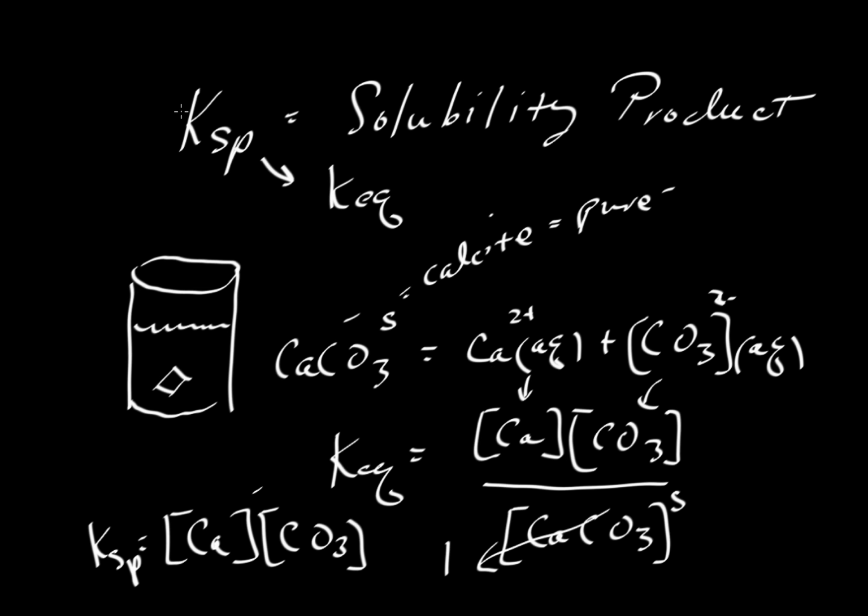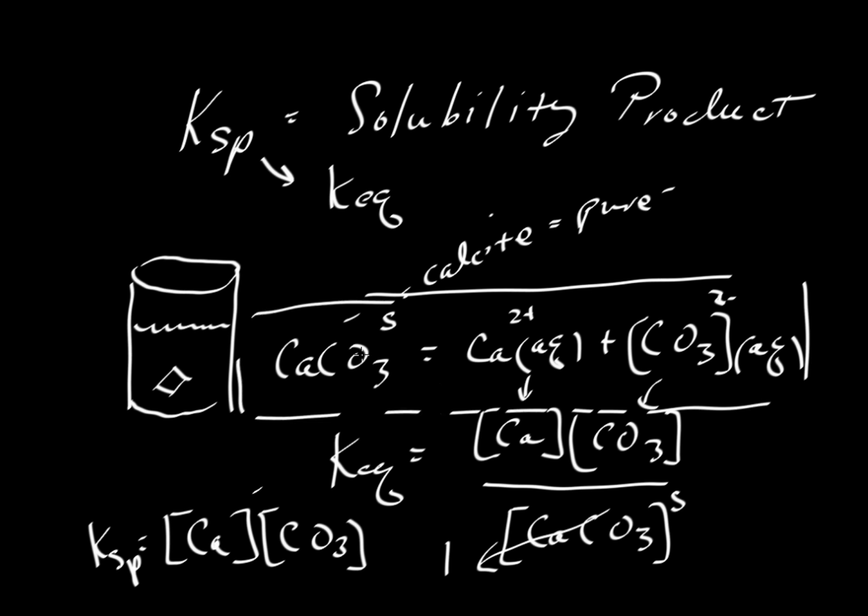Now notice that the K sub SP is only going to work for these special kinds of equilibria, these special kinds of chemical reactions where we just have a pure solid phase as the reactant, and we're looking at the aqueous ions, their concentrations in solution. So if we set up an equilibrium that looks like this, with pure solid on one side, and those are the only reactants, and then the aqueous ions on the right-hand side, then we can write this particular form of the equilibrium constant that we call the solubility product K sub SP.